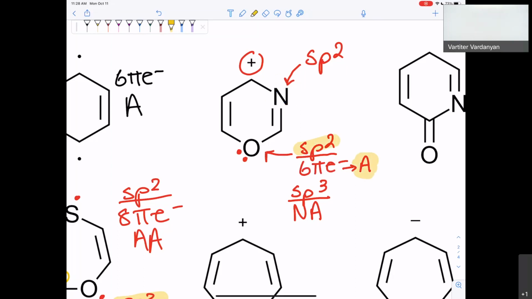Cool. So it's very important that you note now this whole molecule is going to be aromatic. This nitrogen is sp2 hybridized. This oxygen is sp2 hybridized. Total, we have 6 pi electrons. Cool? All right.